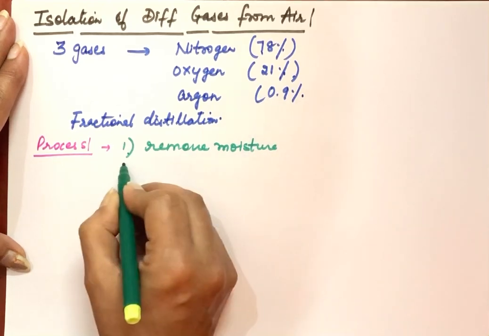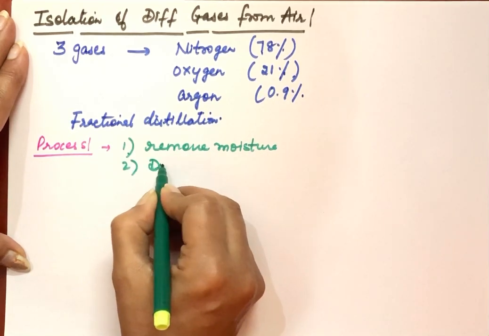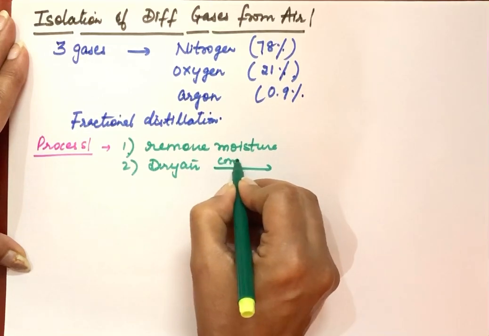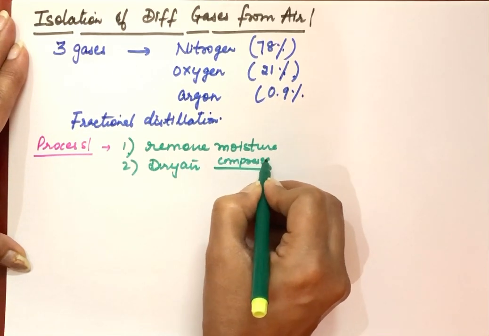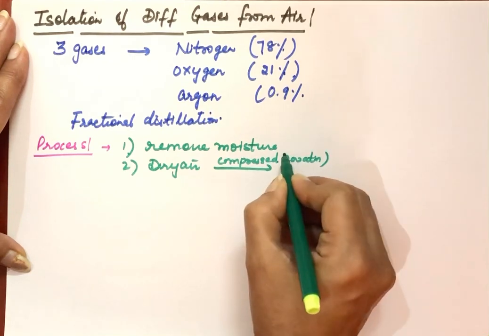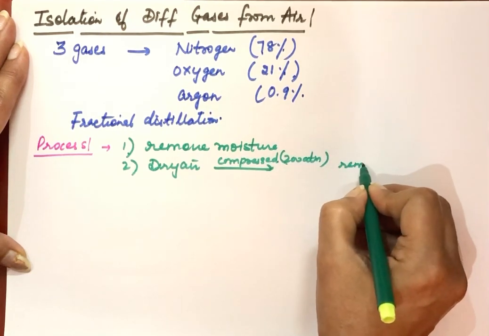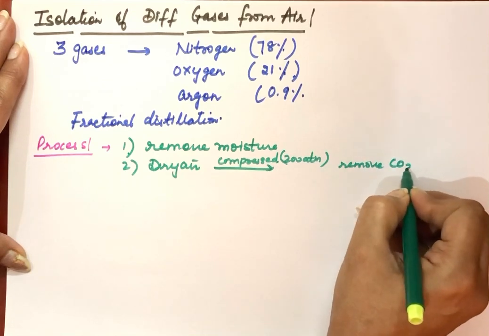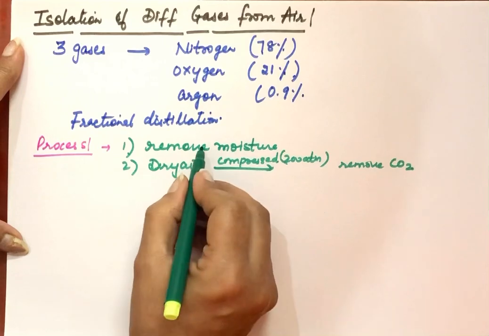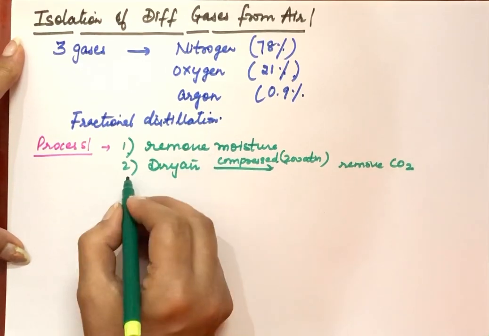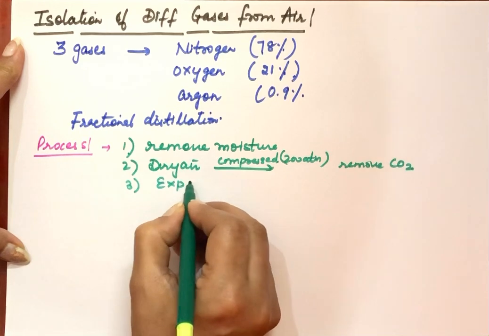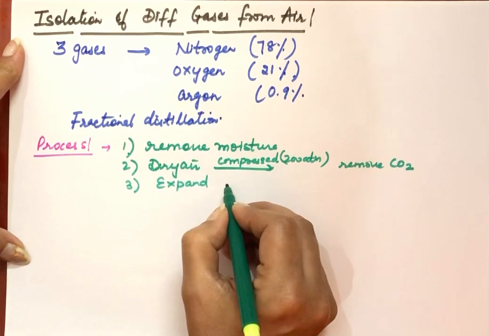And then we take this dry air and it is compressed to a very high pressure of 200 atmospheres, and we remove CO2 because that will change to the solid form as dry ice. So first we have removed the moisture, second we have removed the carbon dioxide, and then this dry air we have to expand it rapidly.